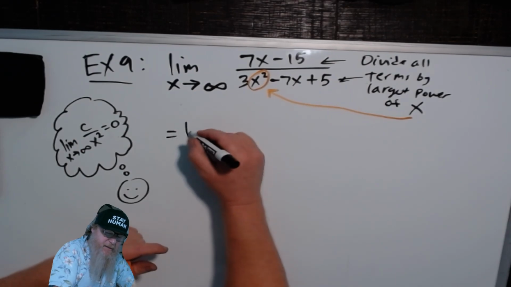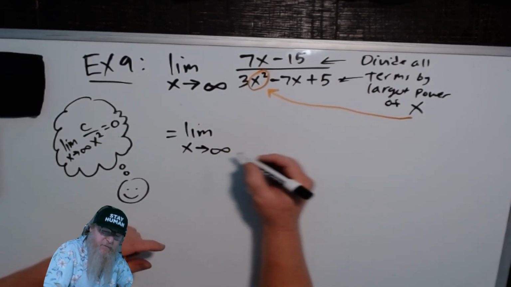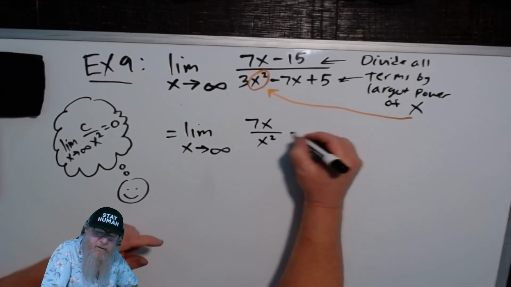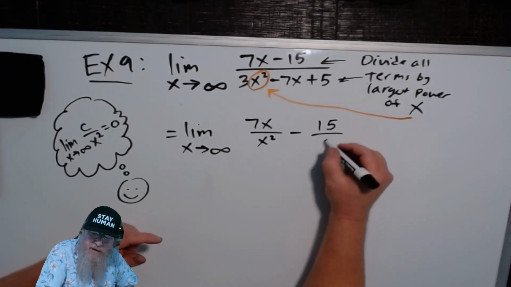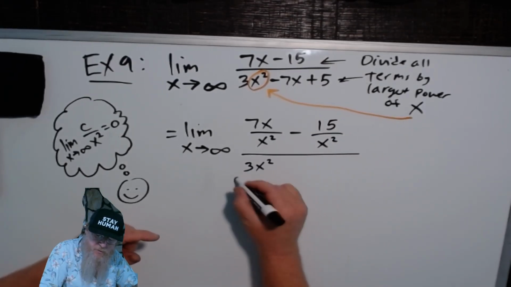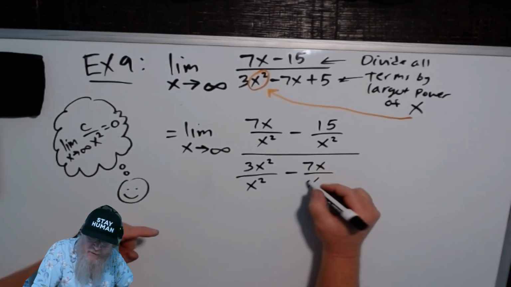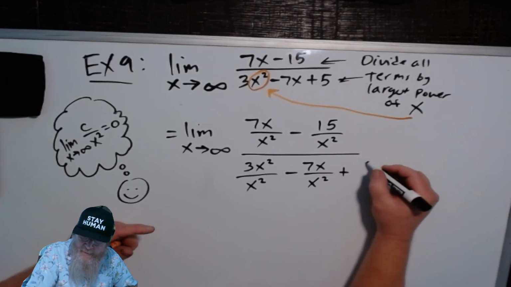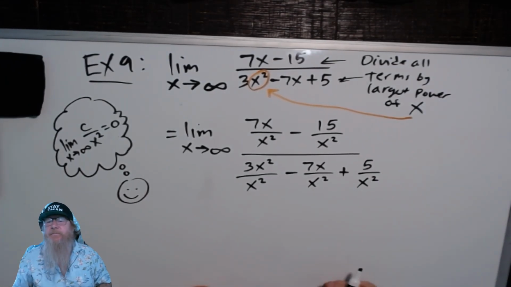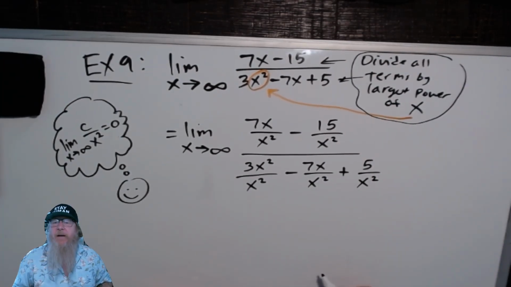So I'm going to say this is equal to the limit, as x goes to infinity, of 7x over x squared minus 15 over x squared, 3x squared over x squared, 7x over x squared, and 5 over x squared. So I'm dividing all the terms by the largest power of x.